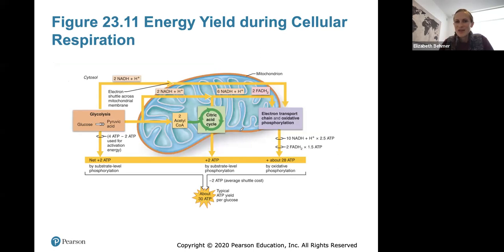And this is a summary of the energy yield during cellular respiration, the 3 steps: glycolysis, producing pyruvic acid, which is turned into acetyl-CoA to enter the citric acid cycle. This step is sometimes called the transition phase, but it also occurs in the mitochondria. And then the electron transport chain and oxidative phosphorylation. For your lecture, you should know those 3 steps, what metabolism means, catabolism, anabolism, and these 3 steps of cellular respiration, because there will be several questions about those.